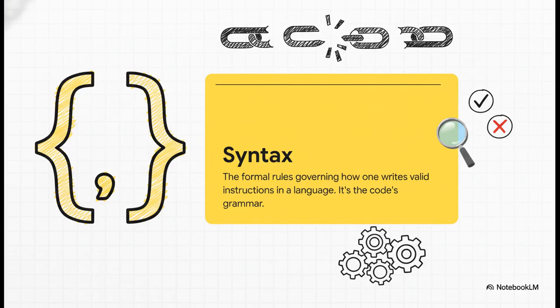Okay, first up, syntax. The easiest way to think about this is just grammar. It's the set of strict rules for how you have to arrange your words and symbols. Where the parentheses go, how you declare a variable. If you get the syntax wrong, the compiler or interpreter just throws its hands up. It has no idea what you're even trying to say.